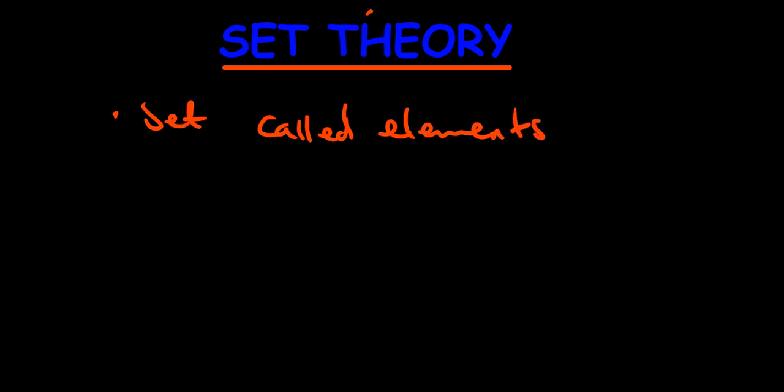Set theory. So set theory is what we are first looking at. In order to build up our understanding of sets, we first define what a set is. A set is a well-defined collection of objects called elements. We call these objects elements or members of that set. That is the definition of a set.